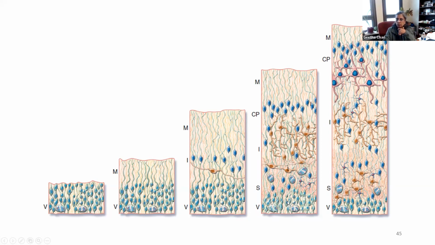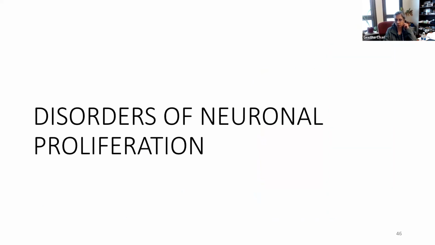Then you start to see many other layers. So you have the ventricular zone, you have the subventricular zone, you have the intermediate zone, you have the cortical plate where all the neurons are started to form. And then you have the marginal zone. And then this starts to differentiate even more. So these are all the steps of normal proliferation and organization of the various layers of the cortex. And if you have problems happening here, you can end up having various types of malformations.